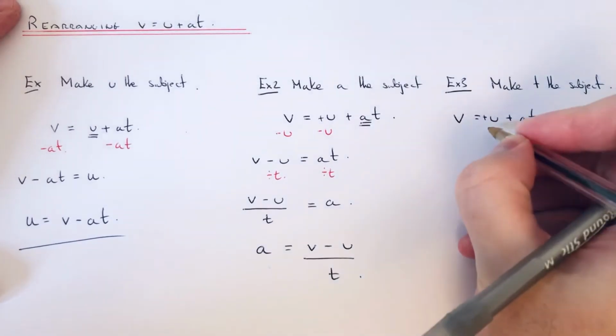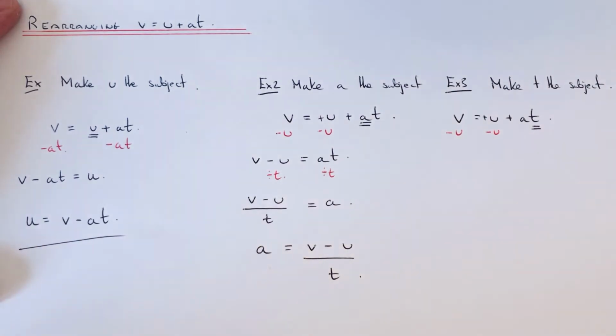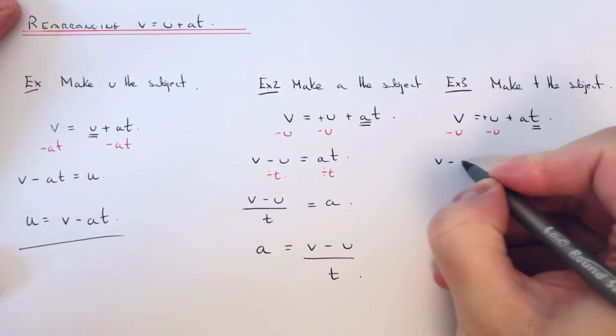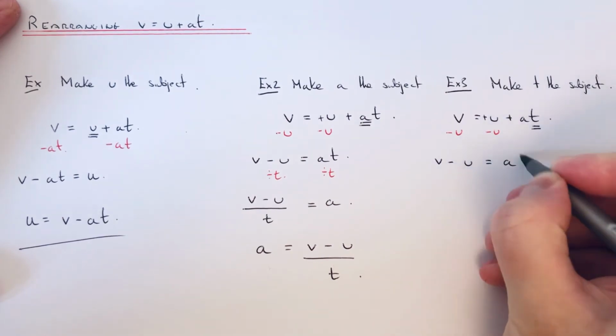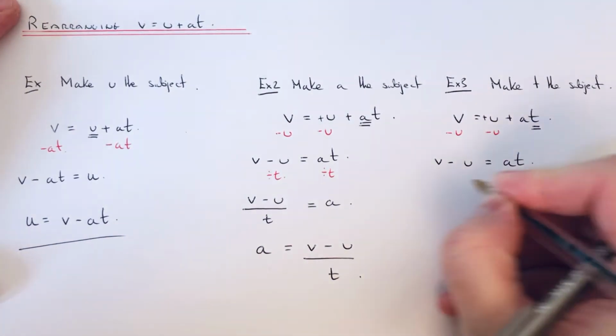So if we get rid of the U first of all, because that's furthest out. So if we take U off both sides, so that will give us V minus U equals AT. So we now need to get rid of the A. So T is being multiplied by A, so the opposite is to divide by A.